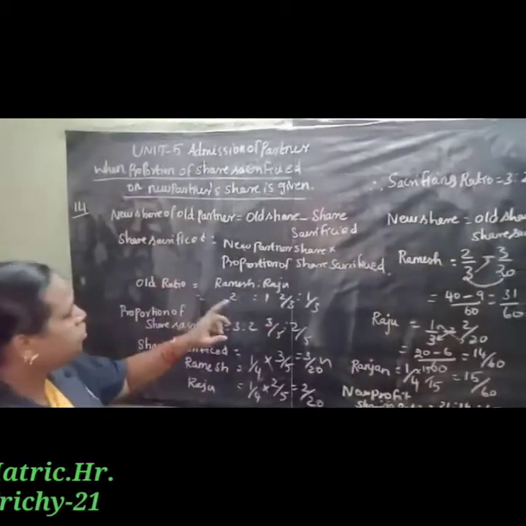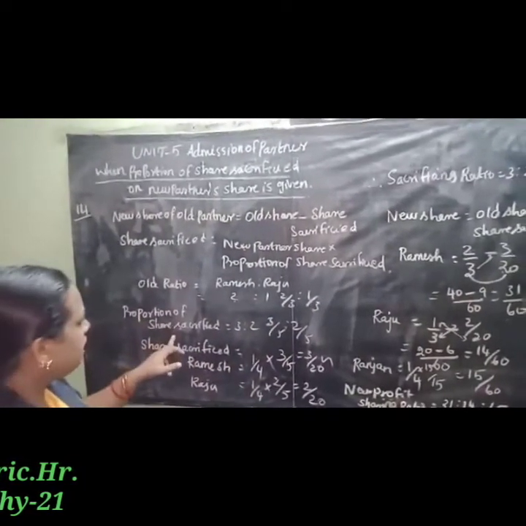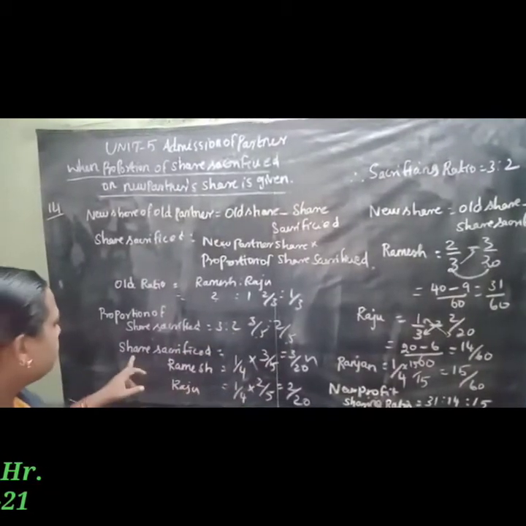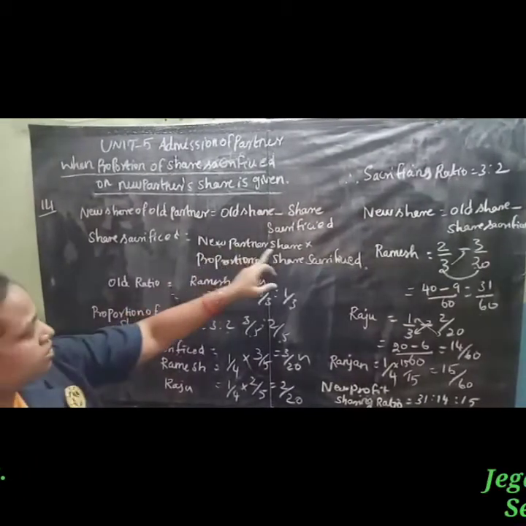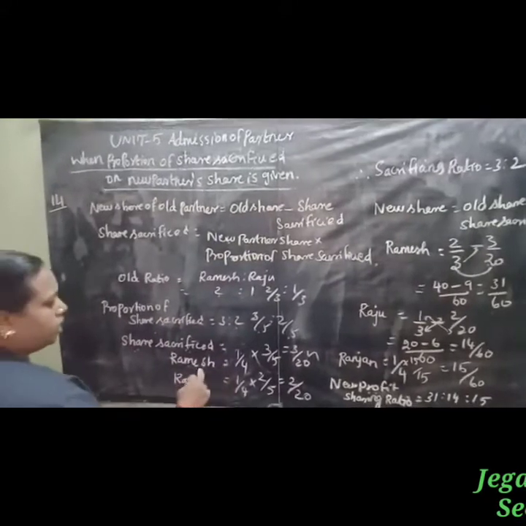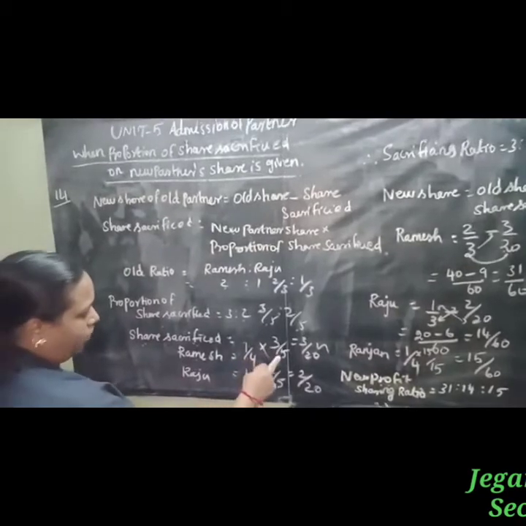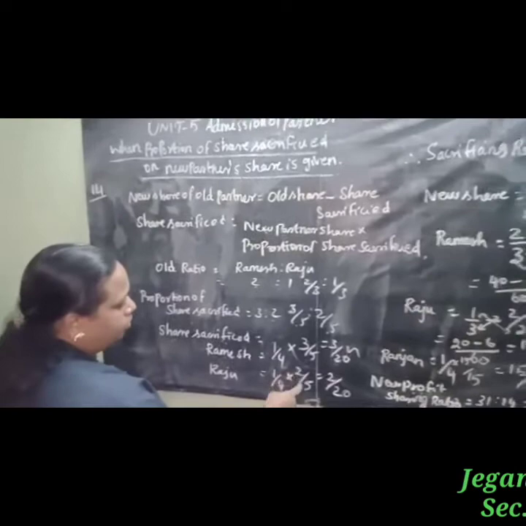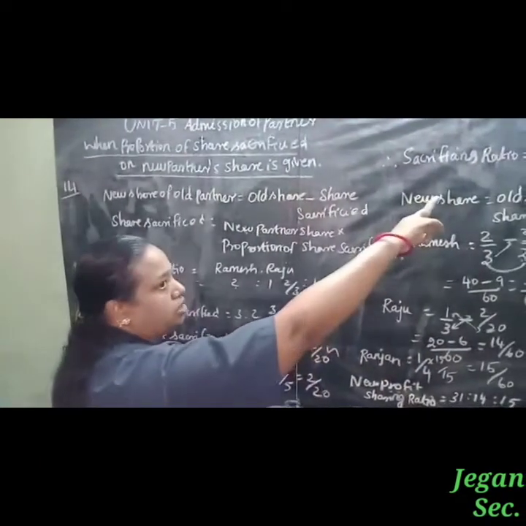So old ratio 2:1, so 2/3 and 1/3. Proportion of share sacrifice 3:2, so 3/5, 2/5. We have to find out the share sacrifice. Share sacrifice formula: new partner share into proportion of share sacrifice. For Ramesh, 1/4 into 3/5, 3/20. For Raju, 1/4 into 2/5, 2/20. Therefore sacrificing ratio equals 3:2.